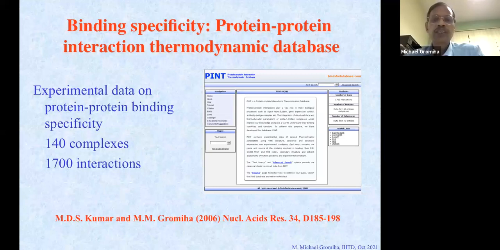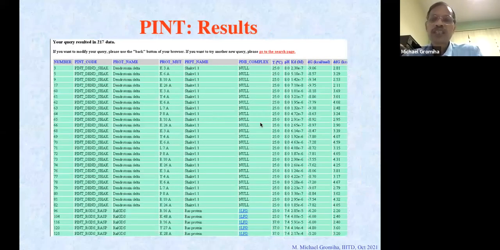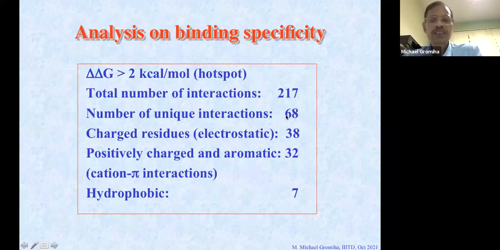So here we can identify the hotspot residue. So we put the cutoff of 2 kcal per mole. That means by the mutation to alanine of any residue, if it changes the affinity by more than 2 kcal per mole, you identify this as a hotspot residue. We try to evaluate the preference of residues, right? So here we can say that there are around 217 interactions and 68 are unique interactions. And we see most of the residues are charged residues, and some of the positive charged residues are aromatic residues, and the hydrophobic residues are fewer.